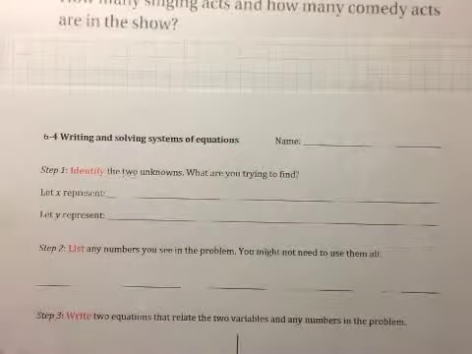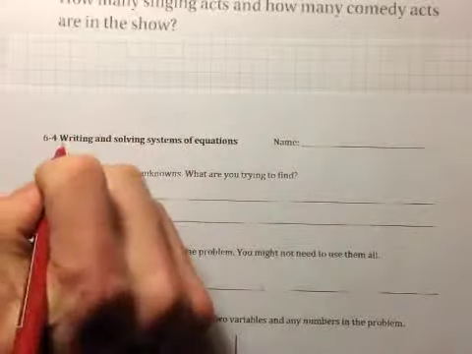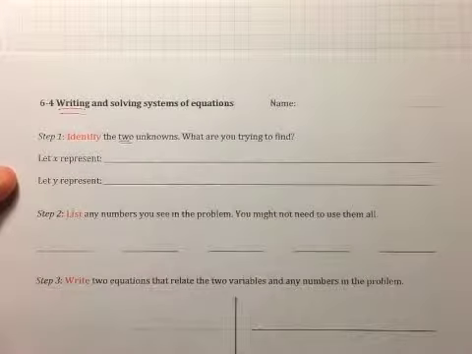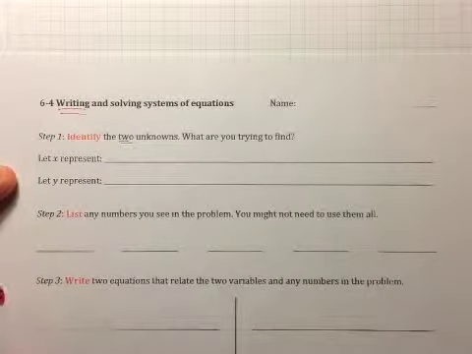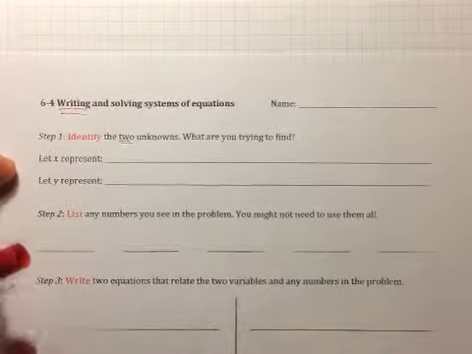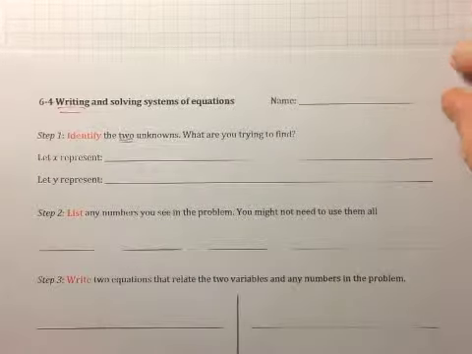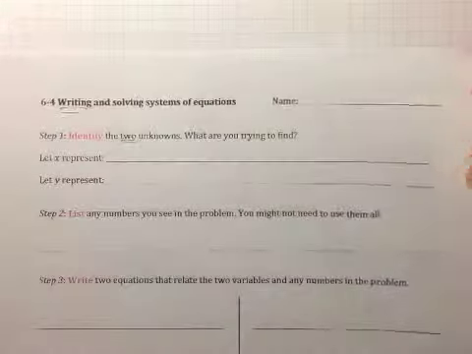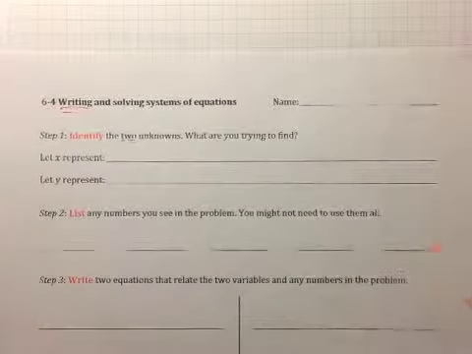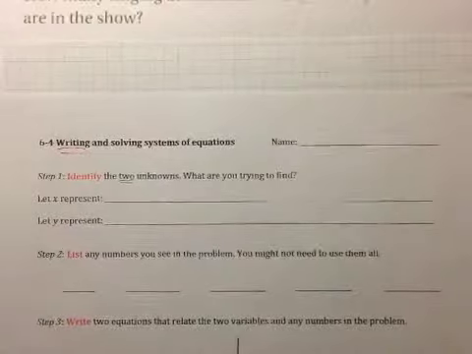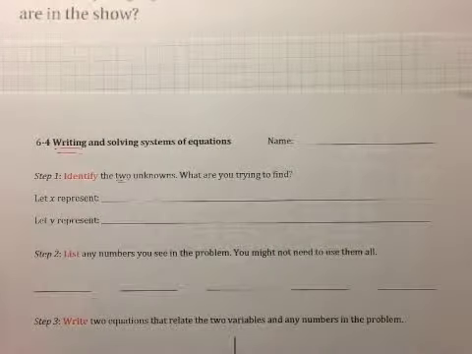Now notice that the key word here is writing systems of equations. And we're going to be writing systems of equations from contextual problems, from real world problems. Now you need two things in order to watch this video. You need this sheet of paper here, which I should have given you in class. And you also need some kind of paper, like a notebook, to write additional notes on as well.